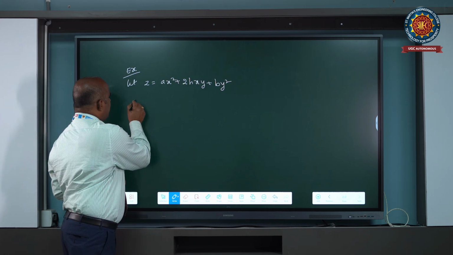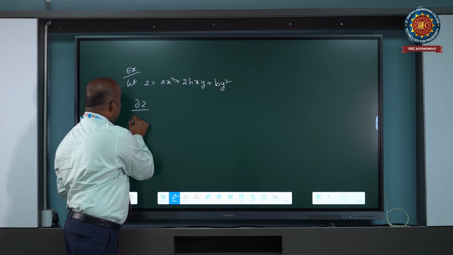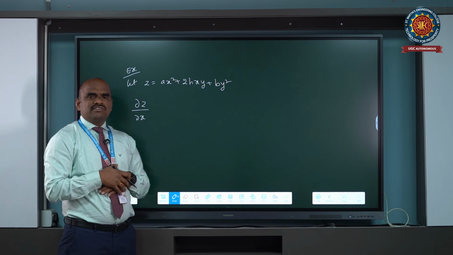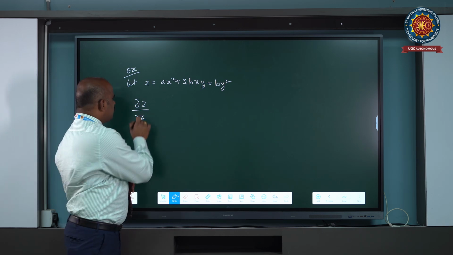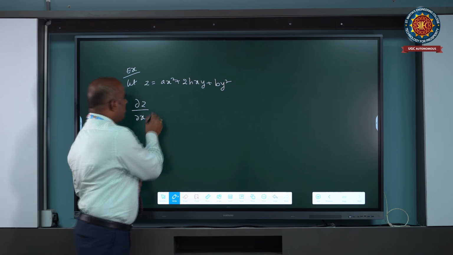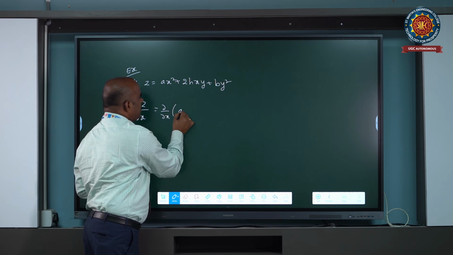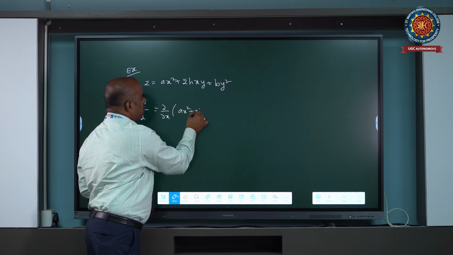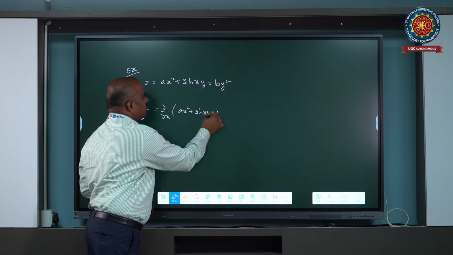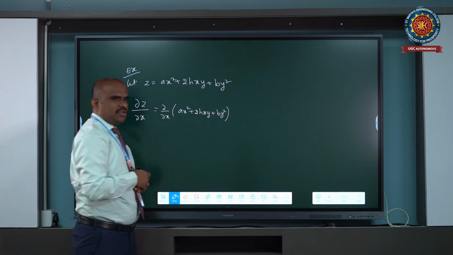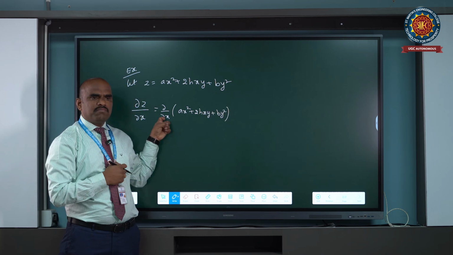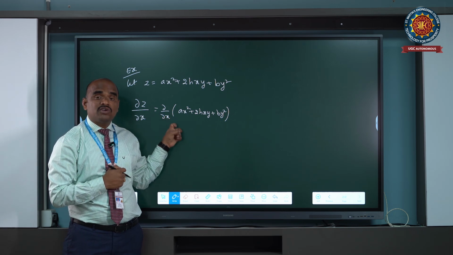Now I will evaluate all the first order partial derivatives as well as the second order partial derivatives. So dou z by dou x means dou by dou x of the complete function a x square plus 2 h x y plus b y square. Here we are performing the partial differentiation with respect to x.